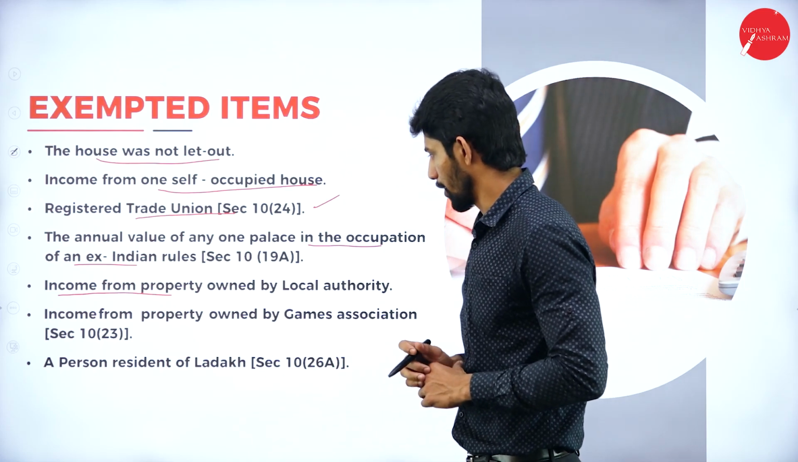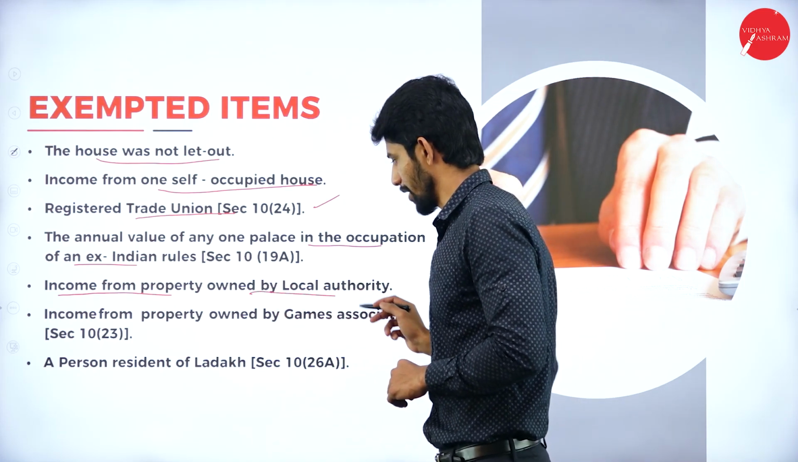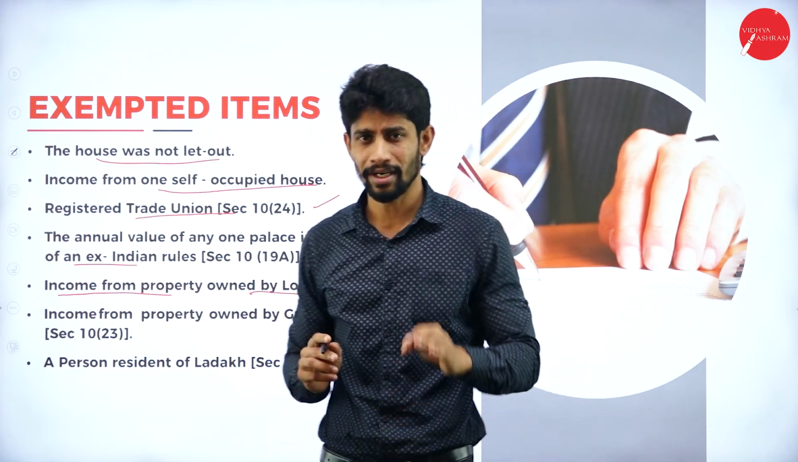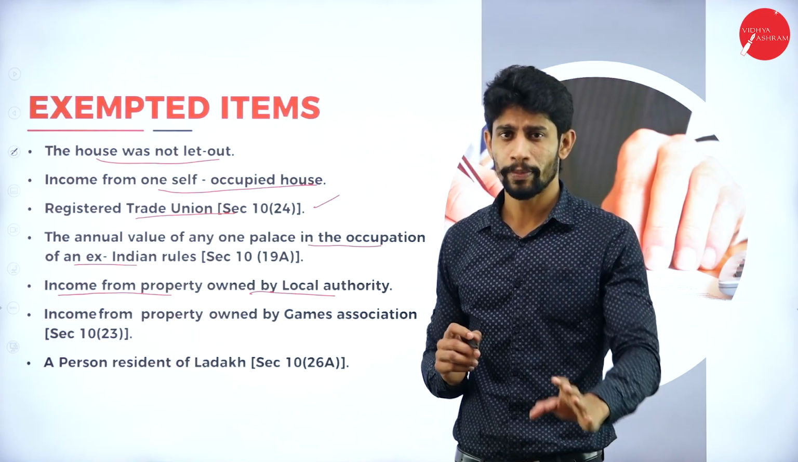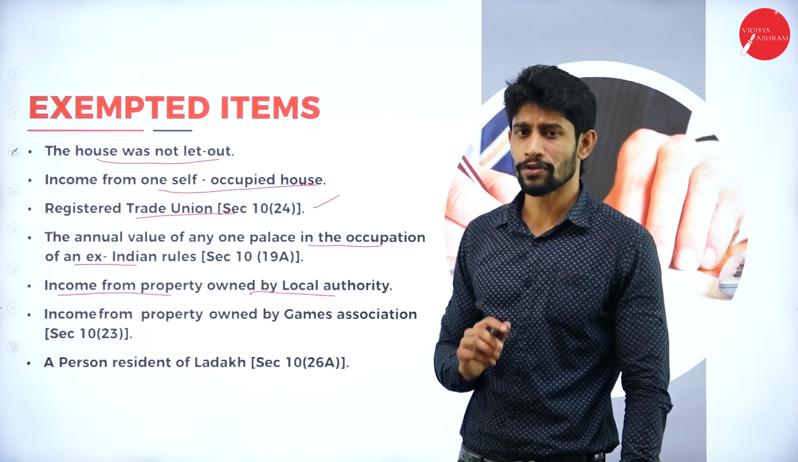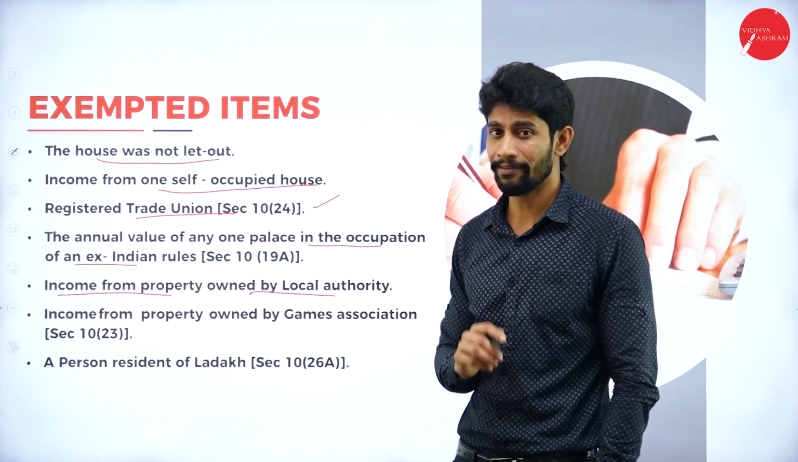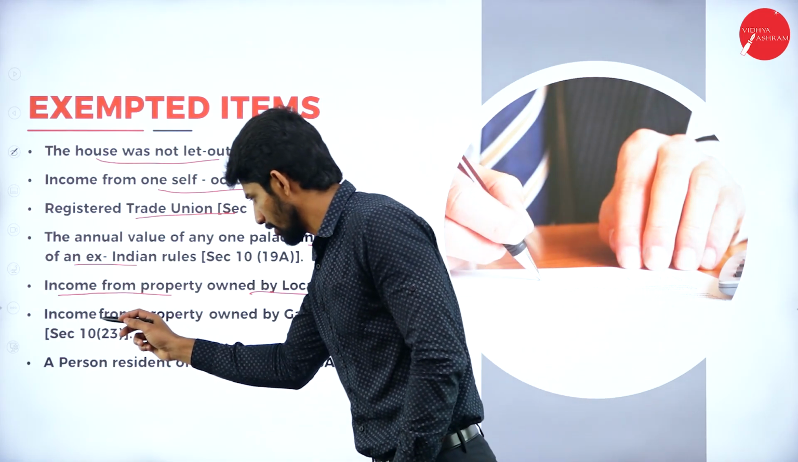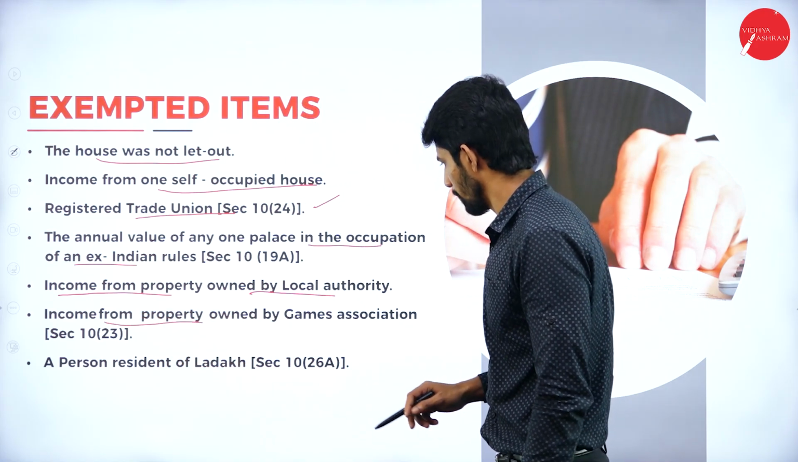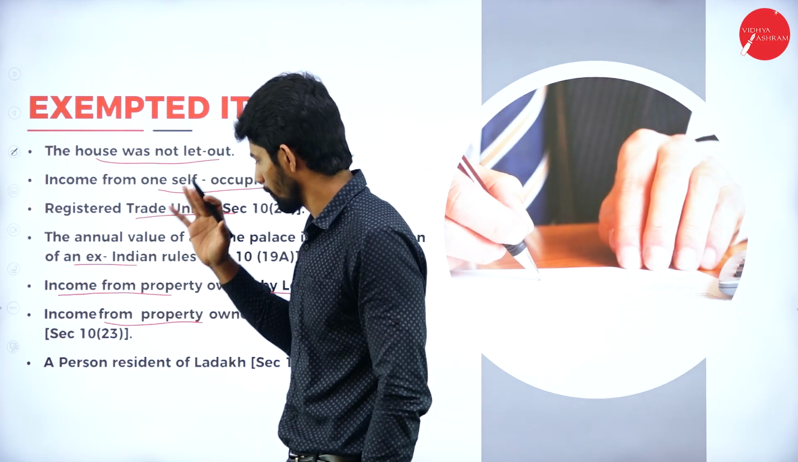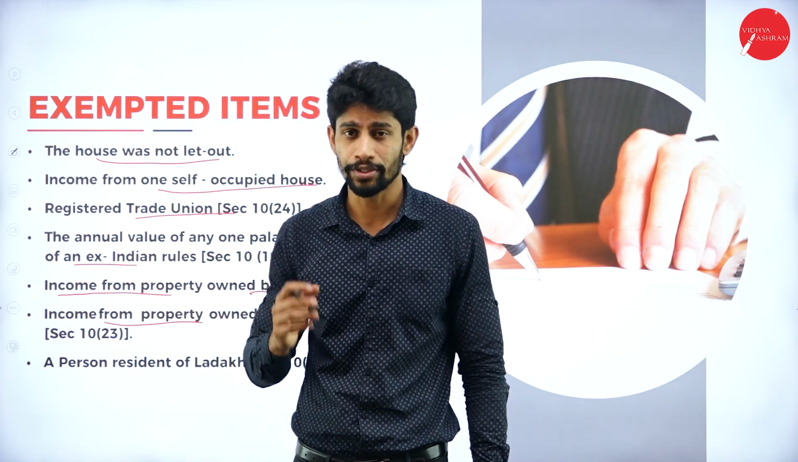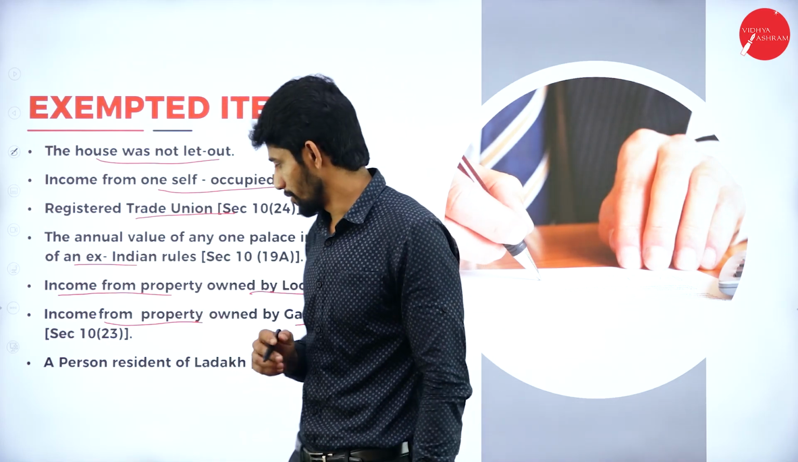Income from property owned by local authority. Yes, if the local authority is earning income from any property which is owned by the local authority, that will also be exempted under income from house property. Next, income from property owned by games association. Yes, income from house property owned by the association is also exempted.